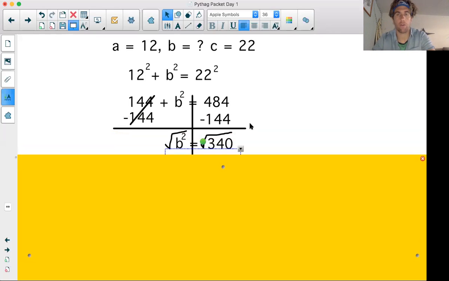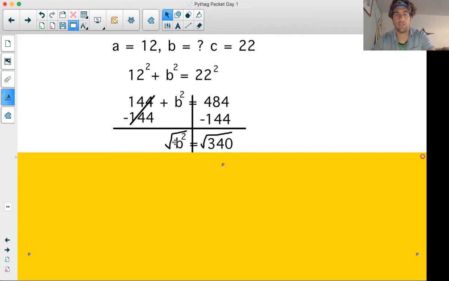I subtract 484 minus 340, and it's going to give me minus 144. Sorry, it's going to give me 340. Now remember my final step. What's the final step here? You take the square root of b squared, because that will eliminate the squared here. Whatever you do to one side, you do to the other.